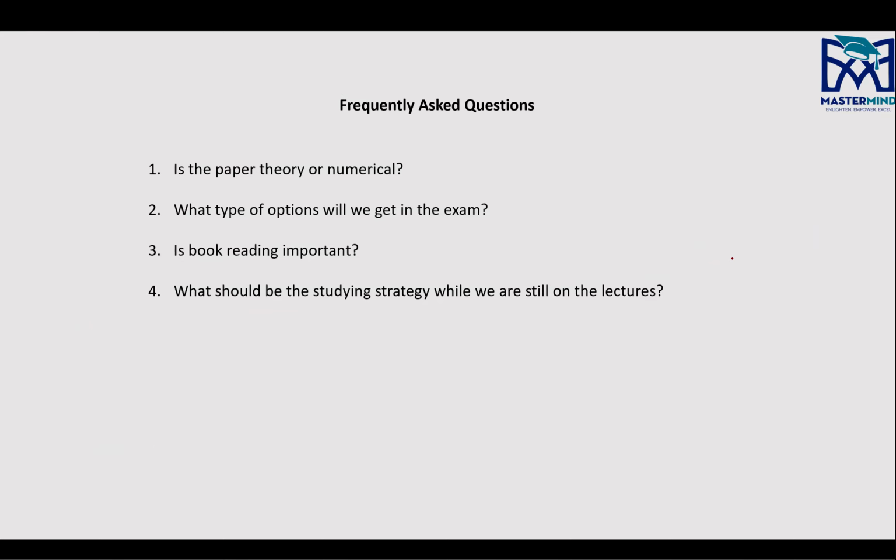FAQs, very important. Over the past 5 years, I've started noting down these questions. These are the 4 most frequent questions that I get. Is the paper theory and numerical? Both. Can you allot percentages? 60% theory, 40%? No. It's both. You just need to get out of your comfort zone in this case.